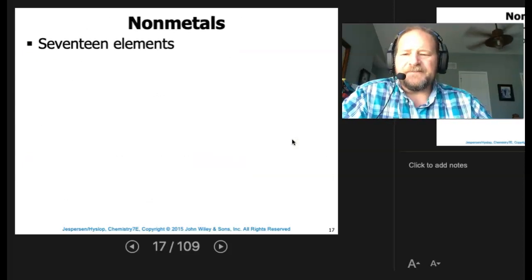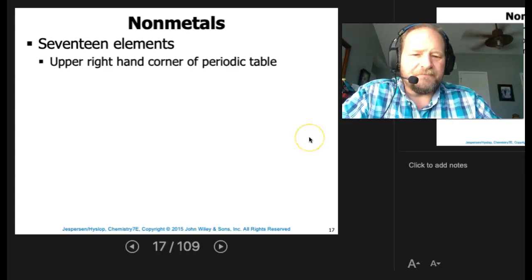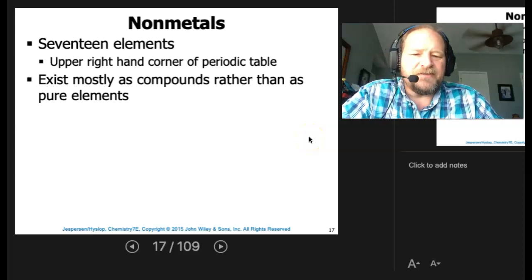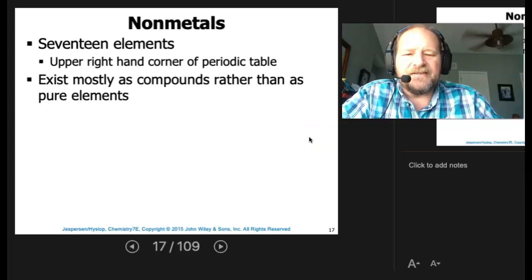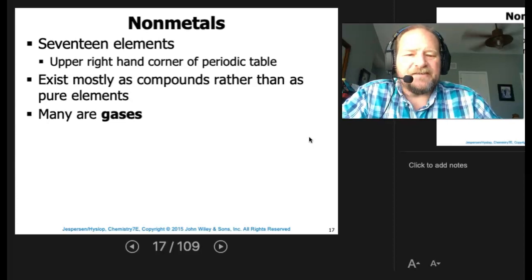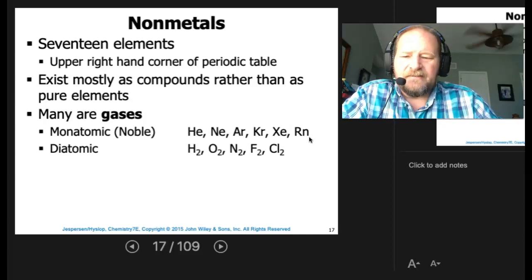For nonmetals, there's going to be 17 elements that are nonmetals. It's the upper right-hand corner. So they exist mostly as compounds rather than as pure elements. And we kind of saw this already. I hinted to the diatomic, right? So fluorine is F2, oxygen is going to turn out to be O2, nitrogen is N2, right? Many are going to be gases. Only the noble gases are going to be monatomic. All of your group 7A is diatomic.